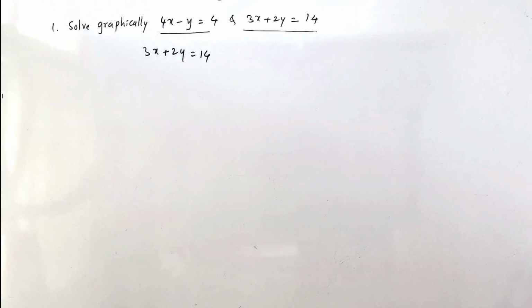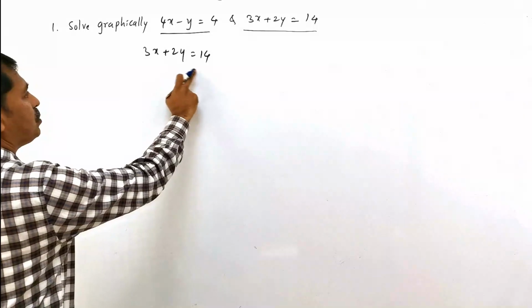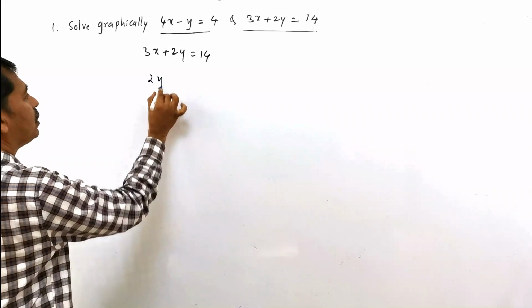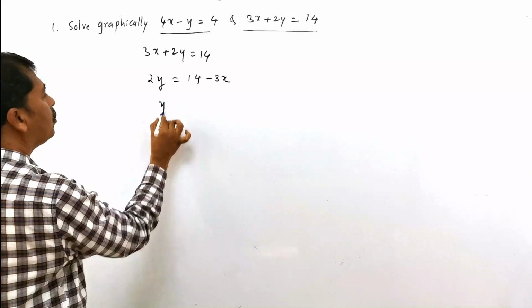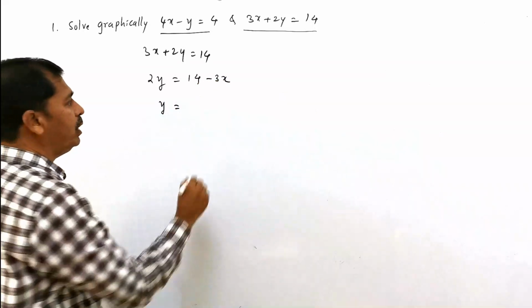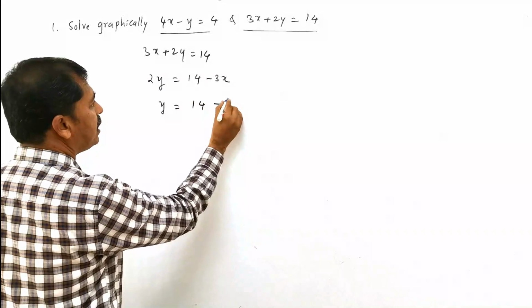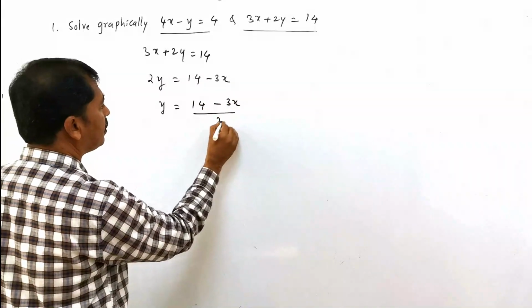See what I have taken. Second equation I have taken: 3x plus 2y equal to 14. Simplify for y here. 2y is equal to 14 minus 3x. So y equal to what you are getting? 14 minus 3x divided by 2 you will get here.